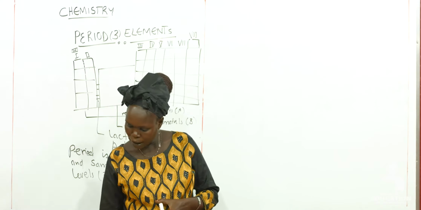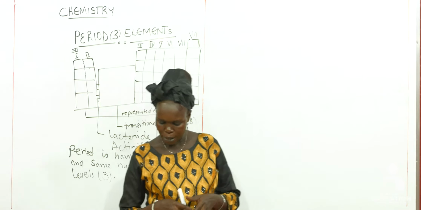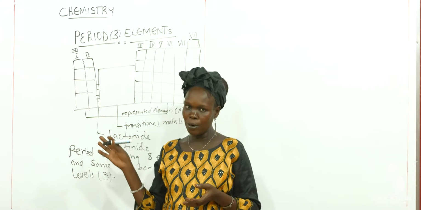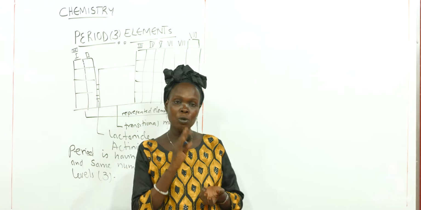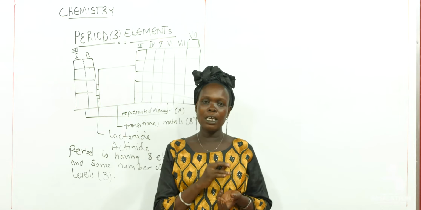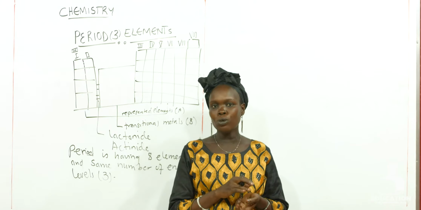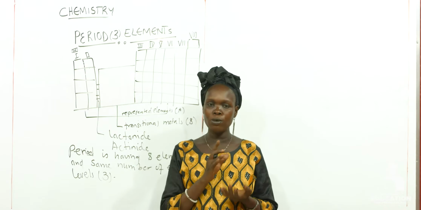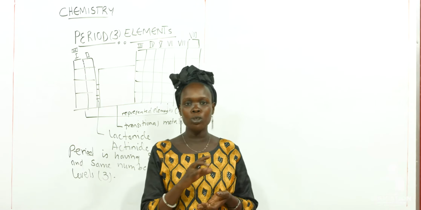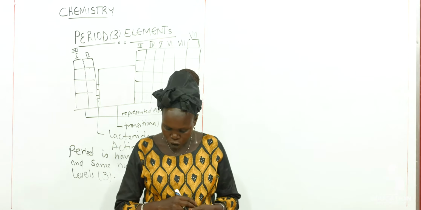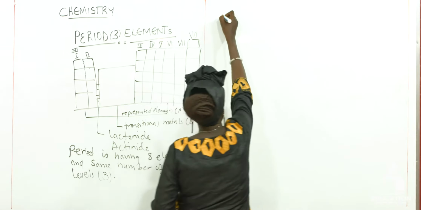All the elements within a group have the same number of outer electrons. The last electrons in each group represent its group. For example, group 1 will have a single electron at the end of the distribution of the electrons. The third period contains 8 elements.